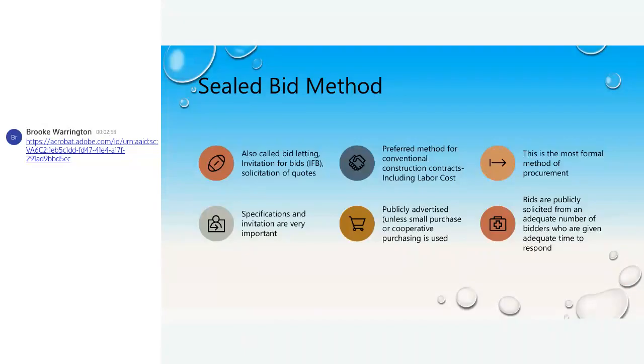Publicly advertise unless you're using small purchase or cooperative purchasing. You're advertising. Another good way is to work with your regional housing associations and see how they are doing that. We used to put these great big expensive things in the papers. Now people don't subscribe to papers the way that they used to. So you've got to find out what website, what publication, all of those things to get this done for your particular area.